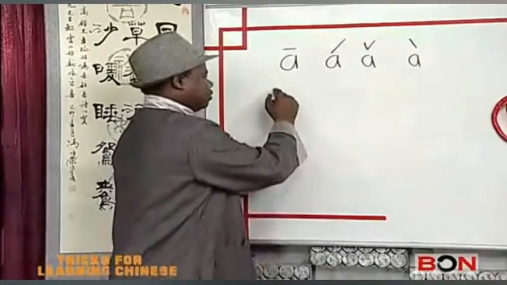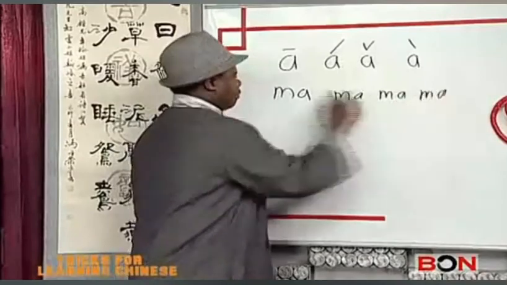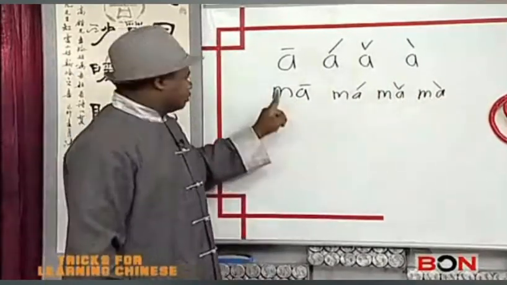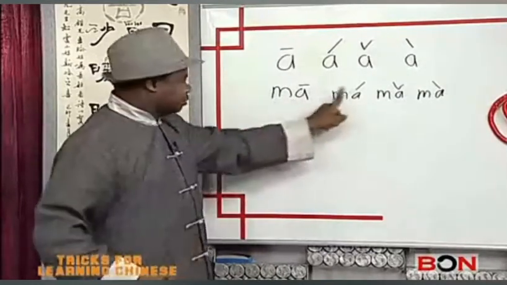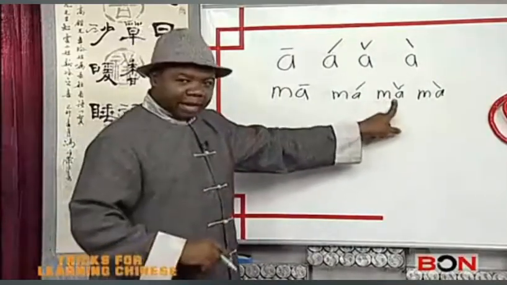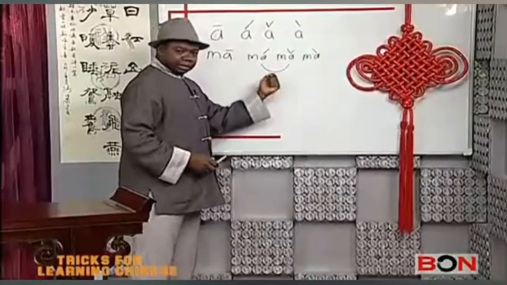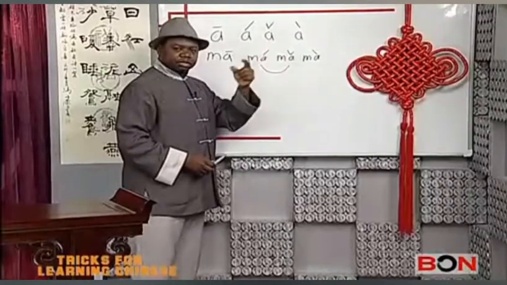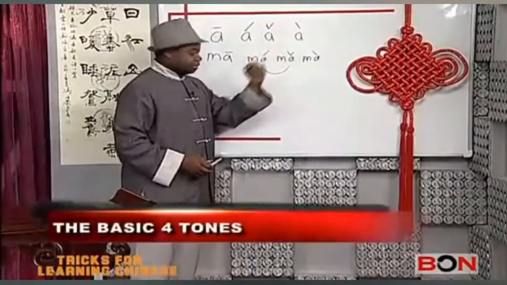Let me take another syllable. This would be read ma, ma, ma, ma. This ma starts from a low pitch and rises fast and short. Ma, ma, you see?